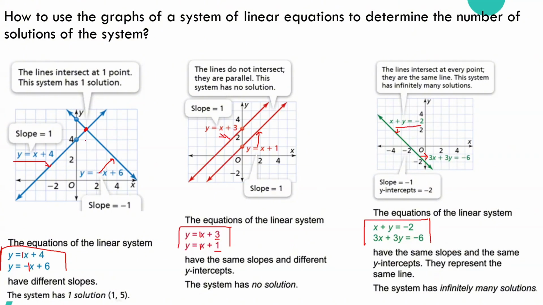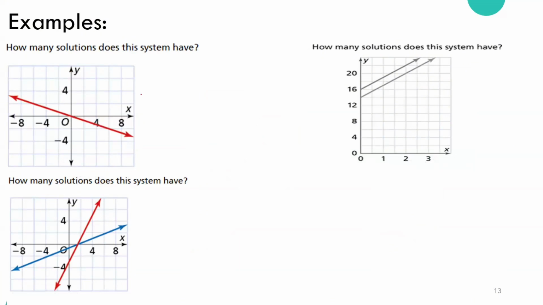So we just looked at how to determine how many solutions a system of equations has using the graph and also using the equation. Now we are going to look further at some more examples. Looking at this example here, how many solutions does this system have? Remember, once you have one line, it means that both equations of the system form one line. Therefore, it has infinitely many solutions.